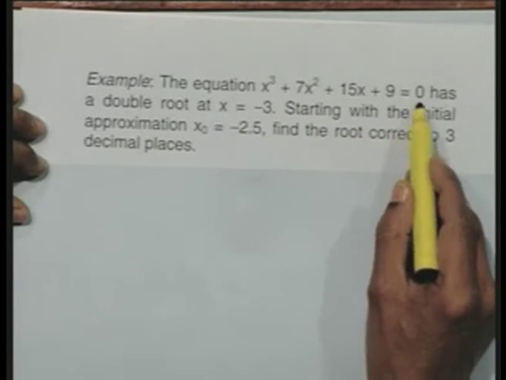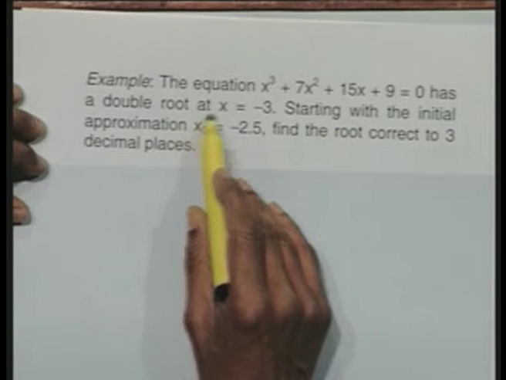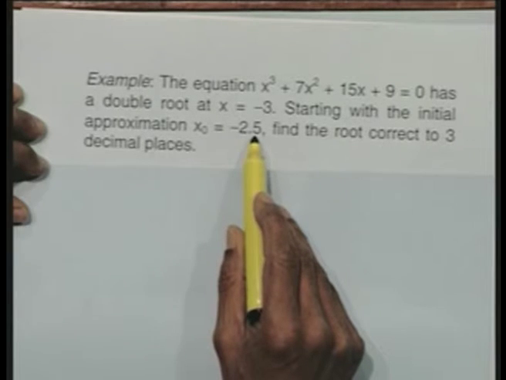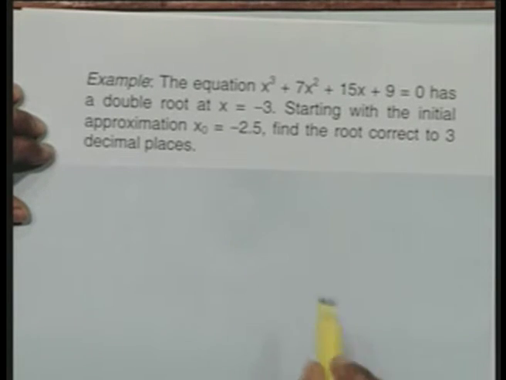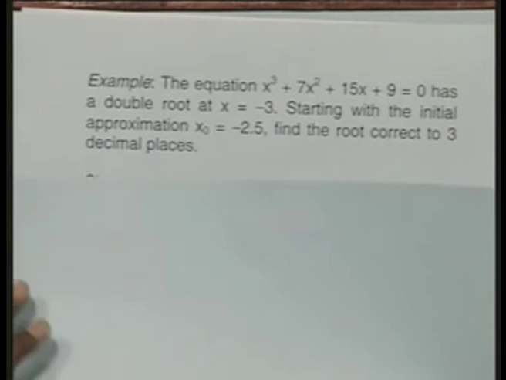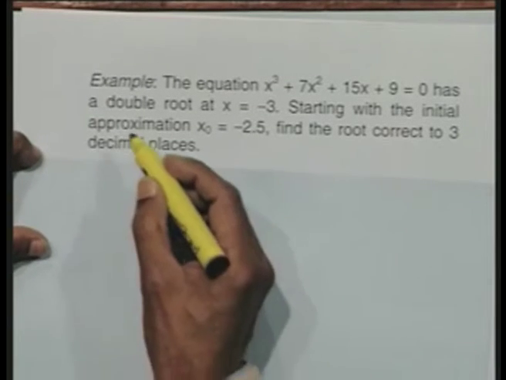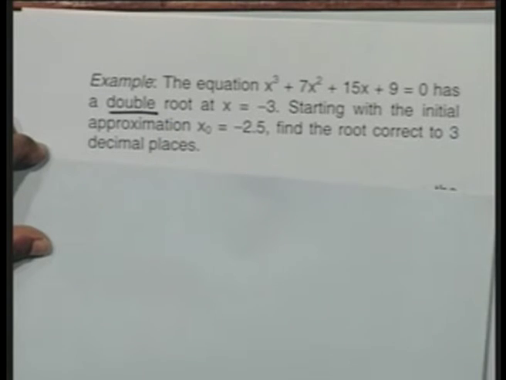Now, let us take a simple example on this. I take the equation x cubed plus 7x squared plus 15x plus 9 equal to 0. I am giving that it has a double root at x equal to minus 3. I start with the initial approximation x naught equal to minus 2.5 and find the root correct to 3 decimal places, using the Newton-Raphson method. The first thing is that the multiplicity is given to us: it is a double root, therefore m equal to 2 is given to us.